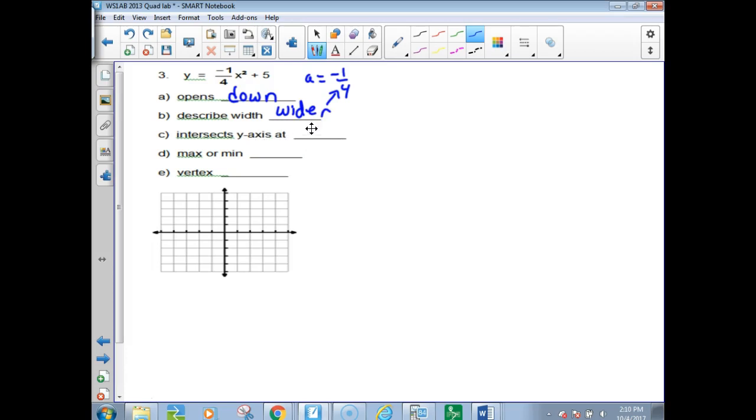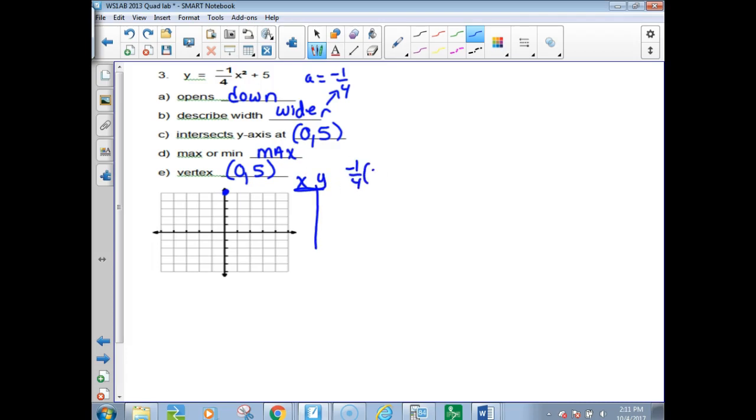It intersects the y-axis at the shift up 5, which would give us a y-intercept at 0, 5. And since it opens down, it will have a max. Its vertex would be at 0, 5. So we're going to go to 0, 1, 2, 3, 4, 5. And then I'm thinking, let's put in the number 2. Well, I'm not going to do it in the grapher. I'm going to put a 2 into the equation.